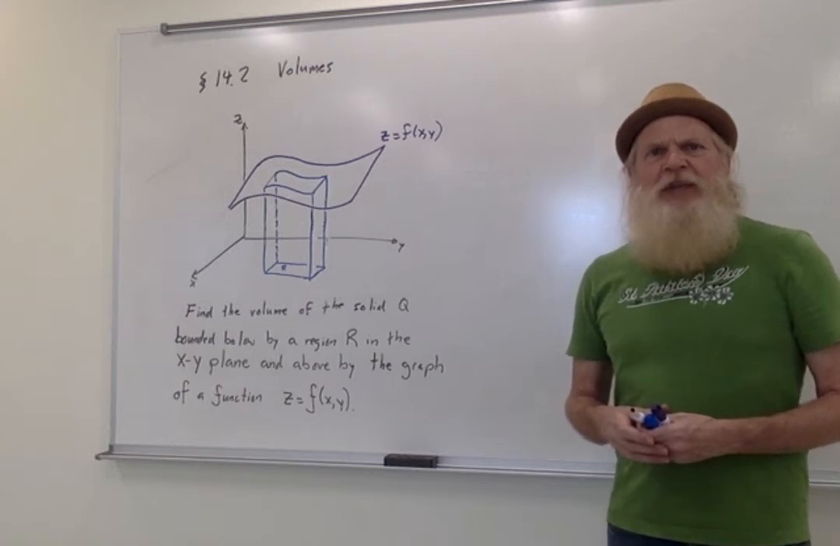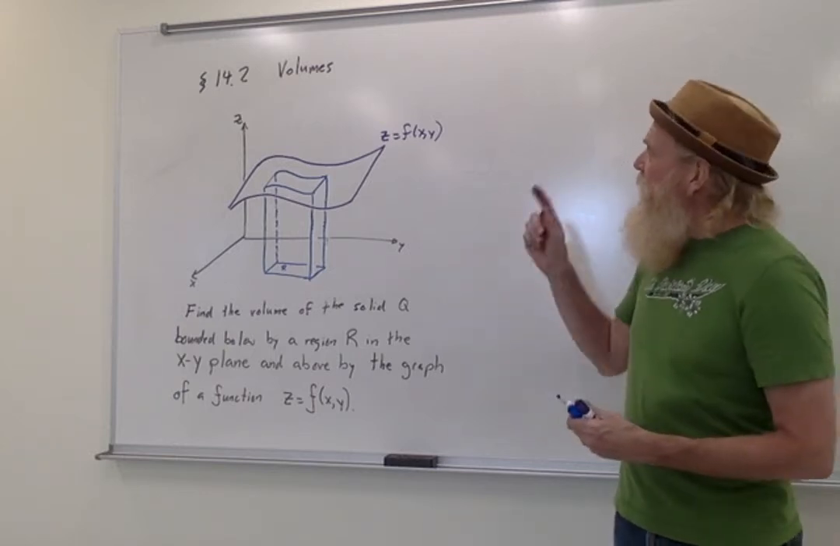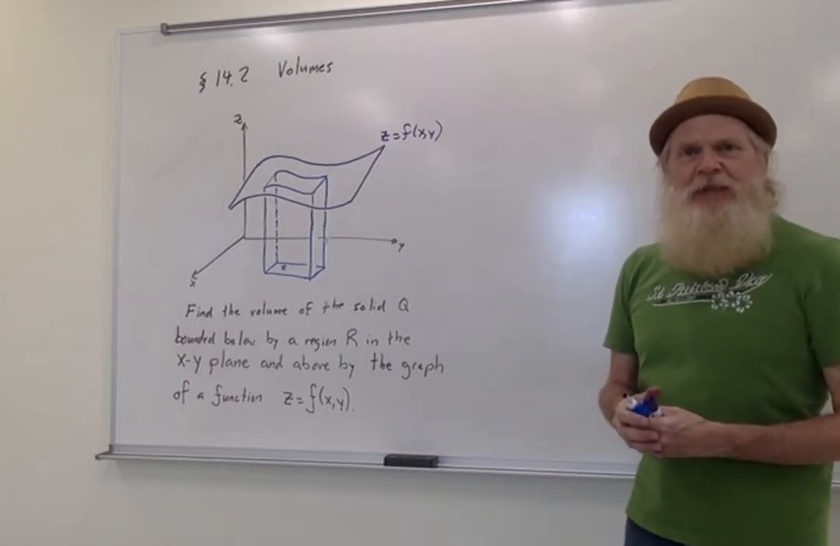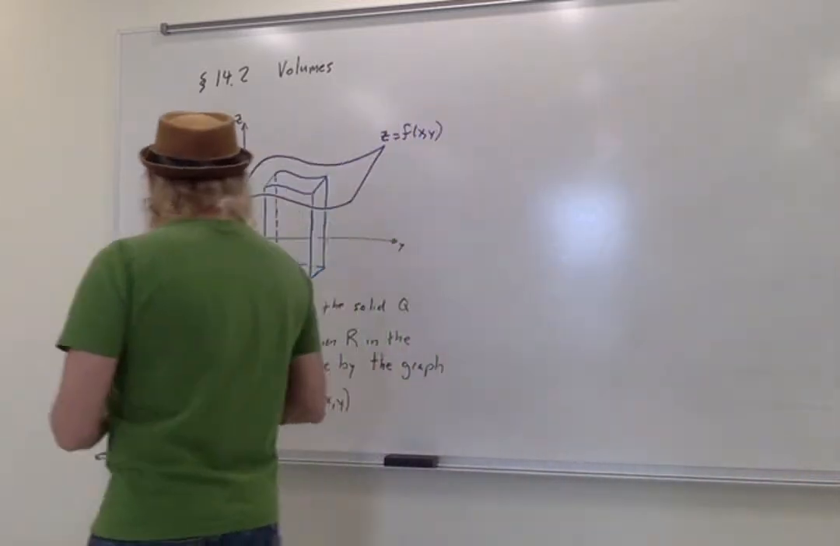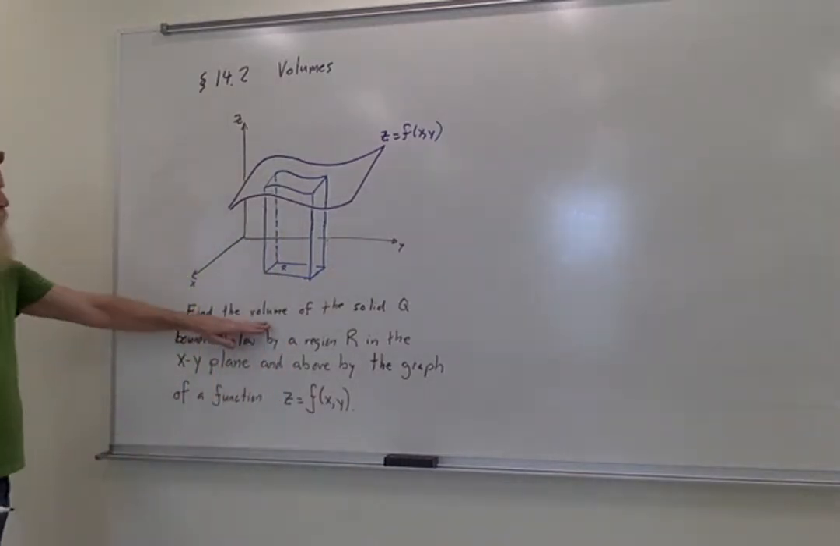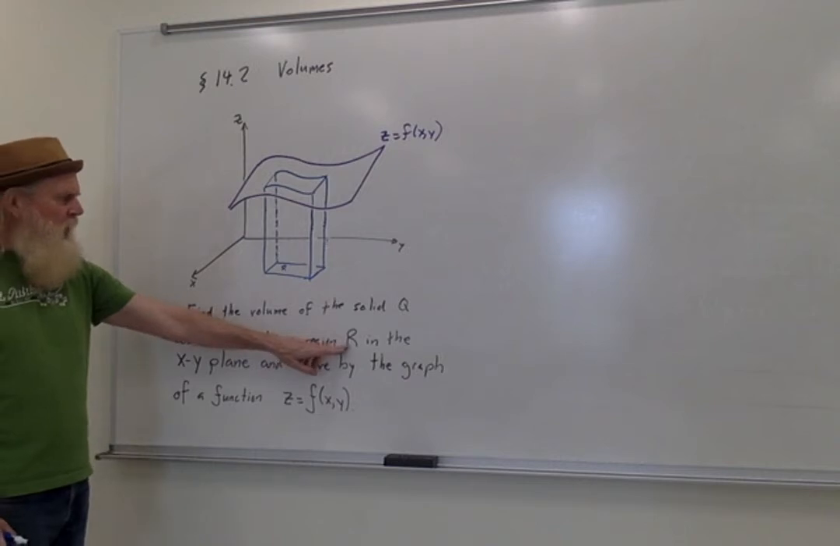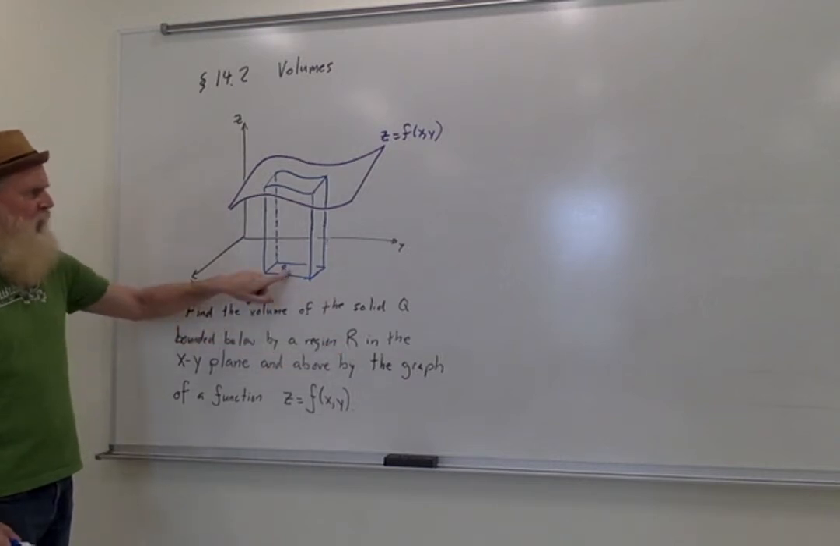As another example of iterated integration, or applications of it, let's look at how we can calculate some volumes in space. Here's the setup. Suppose that we want to find the volume of a solid which is bounded below by a region R in the xy plane. So imagine this rectangle to be living in the xy plane.